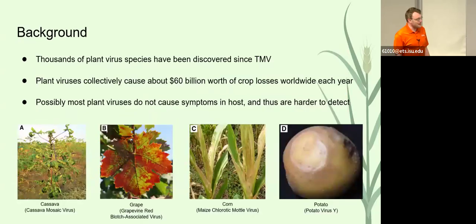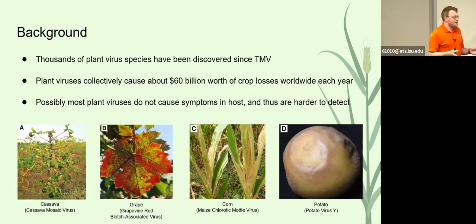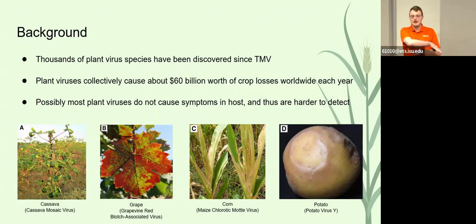So a bit of background on plant viruses themselves. There are, of course, thousands of different species of plant viruses. I use species, that's what they call them, even though they're not technically in the tree of life. They cause about $60 billion worth of crop losses worldwide. Now, we don't have any plant majors in here, right? I mean, $60 billion is worth a lot, especially if it's taken out of a farm field. And it affects all kinds of plants.